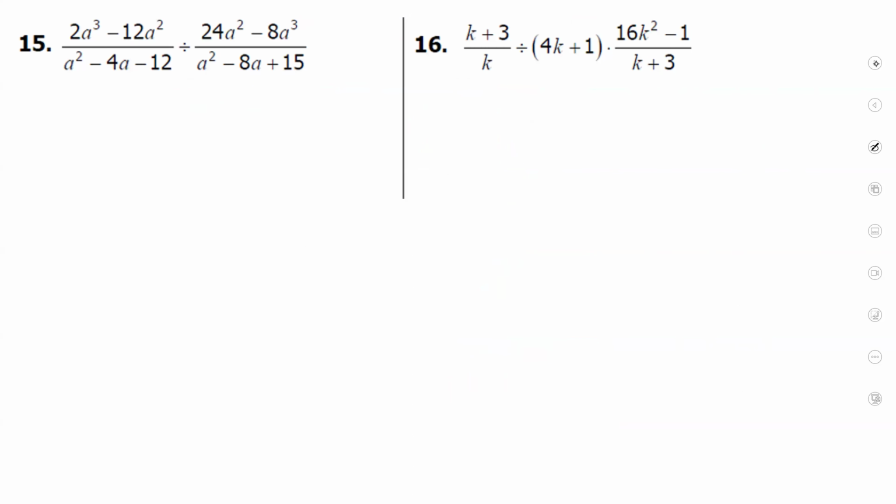I'm going to do this harder one, number 16. This is how we're going to set it up. This is division. We move left to right. So this one will stay the same, k plus 3 divided by k. You're dividing by this. So we change it to multiplication and flip it. So this will be 1 over 4k plus 1. And then it's multiplying by 16k squared minus 1 over k plus 3. So this is how you would write it.